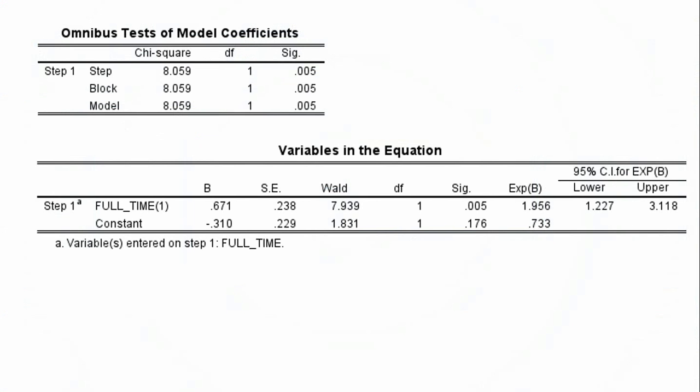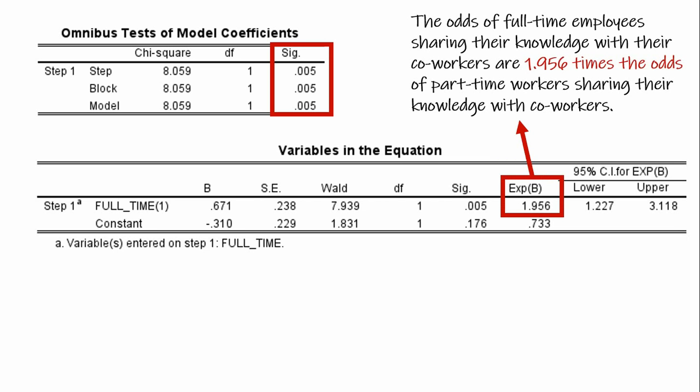Now let's look at the two most important tables here, which is the omnibus test of model coefficients, which tells us whether our model here is an improvement from the null model, and the p-value tells us that this model with the categorical independent variable is a significant improvement from the null model, the baseline model. Now, let's look at the odds ratio. We state that the odds of full-time employees sharing their knowledge with coworkers are 1.956 times the odds of part-time workers sharing their knowledge with coworkers. Again, it's a little boring, but at least it's a correct way of interpreting the odds ratio.